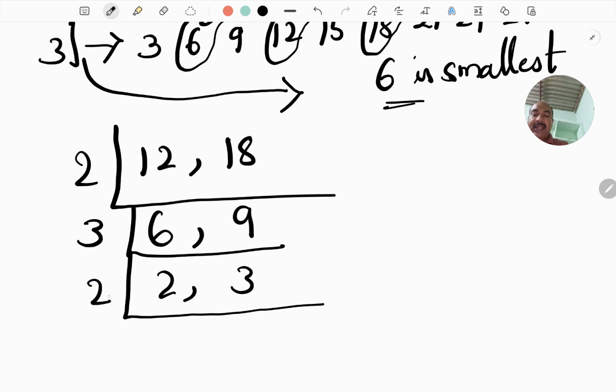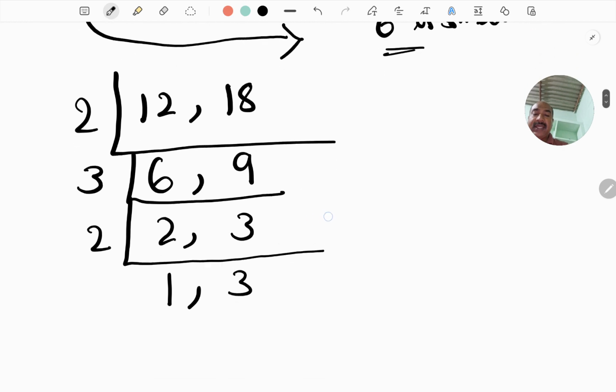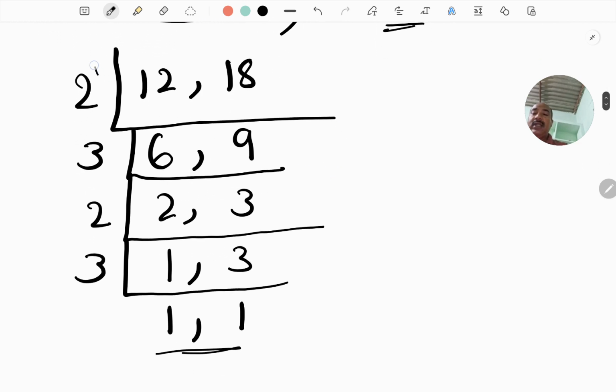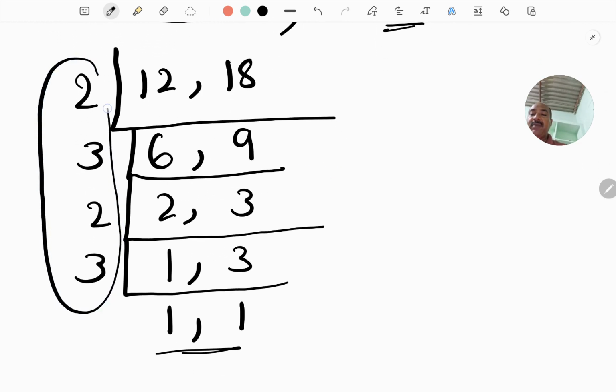So directly we can divide 2 by 2, that is 1 time, and we write 3 as it is. Again 3 can be divided by 3, because 3 is also a prime number. 1 is not divisible by 3, so 1. Here 3 divided by 3 is 1 time. So here we get all the numbers as 1. These are the least common multiples.